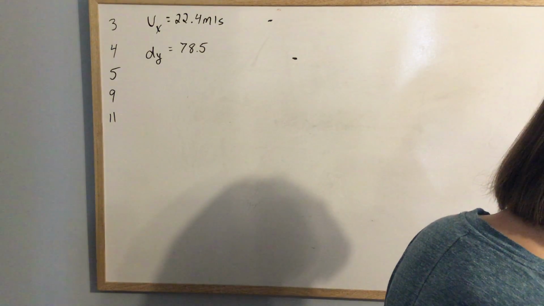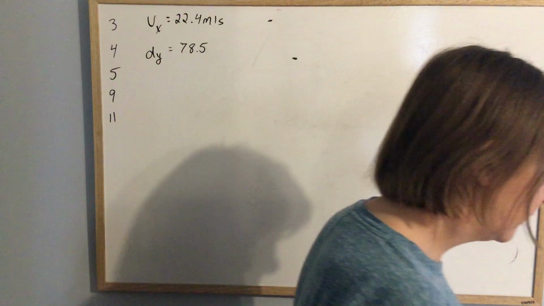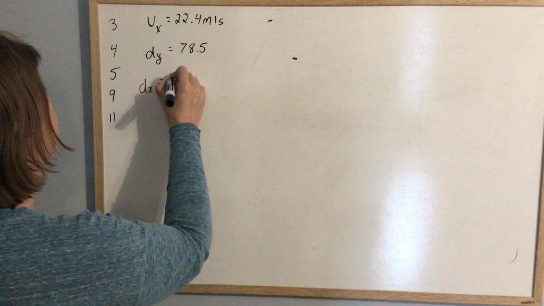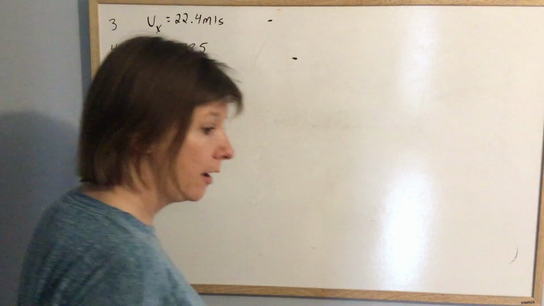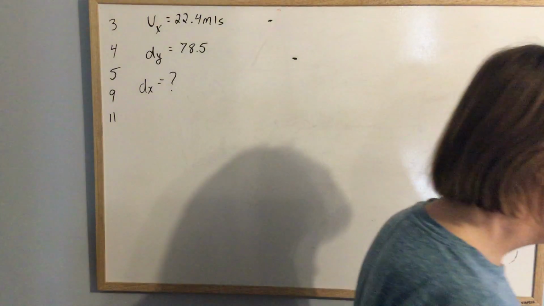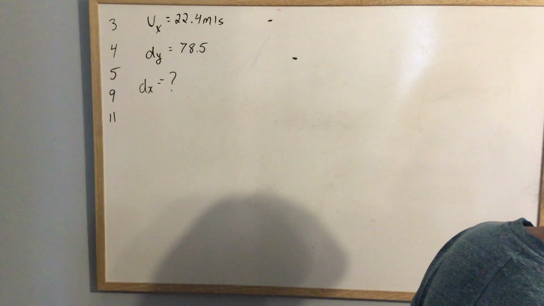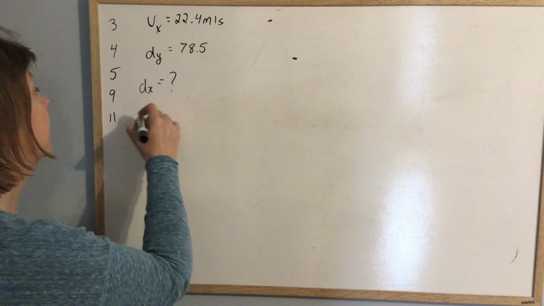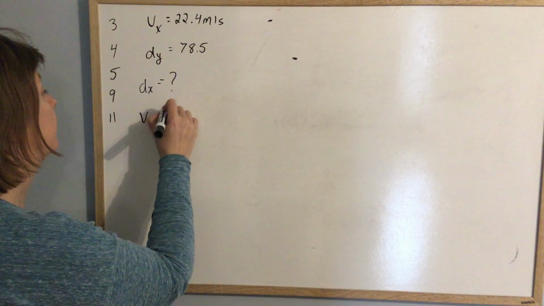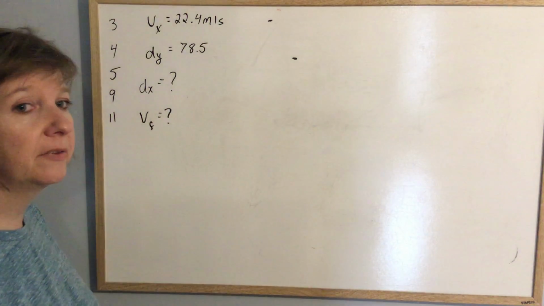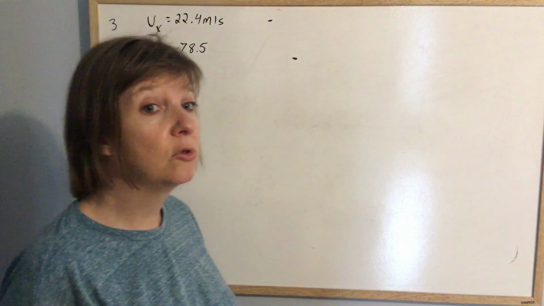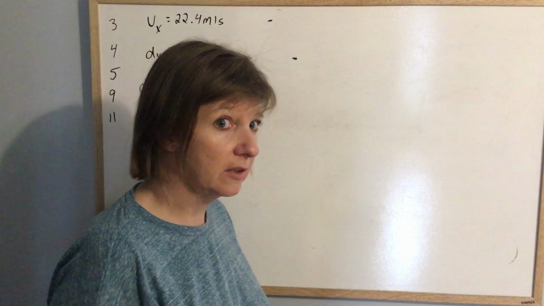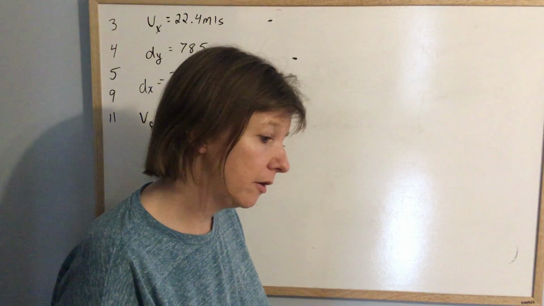What horizontal distance did the skier jump? So I'm actually looking for the displacement for x is what I'm looking for. And then what was the skier's velocity when she landed? So I want final velocity. Again, please keep in mind that velocity means you must have an angle and a speed. You have to have both.